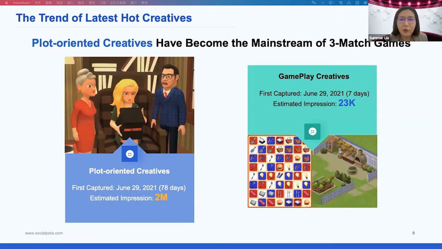Take this case, for example. You can see both creatives above here were first seen on June 29th. The left one, this video, tells a story that a girl inherited her grandma's legacy. The estimated impression is 2 million and it has been active for 78 days. The right one only demonstrates the home building elements. It has been active for 7 days and the estimated impression is 23,000. So the contrast is very big, which will push all the advertisers to think of more ideas and to follow the trend.